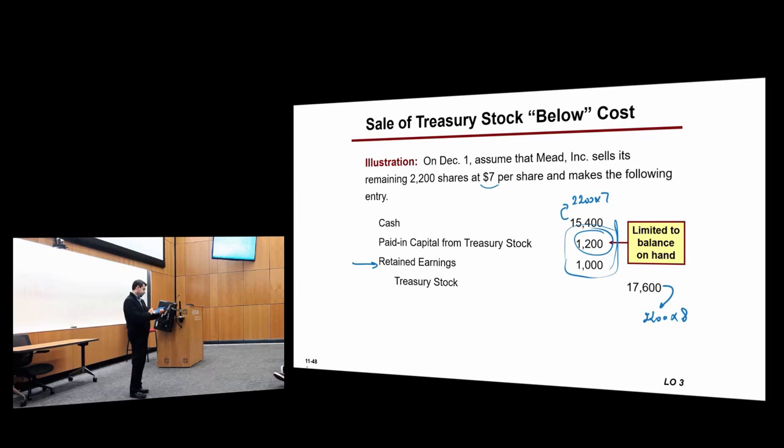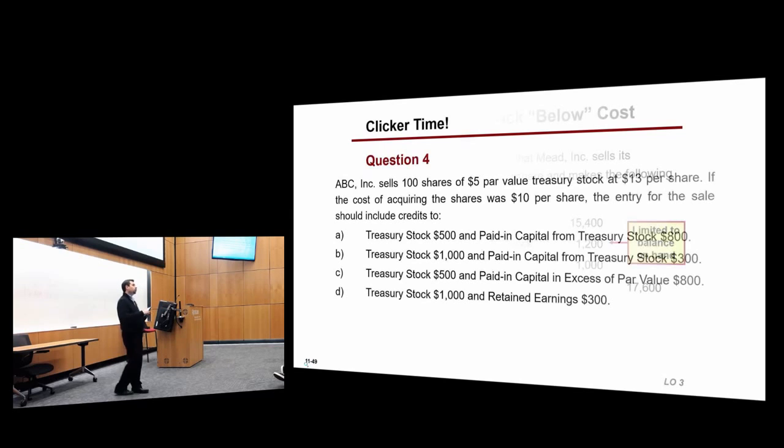But you cannot have a negative balance in paid-in capital. Instead, what do you do? When you need additional money to cover the difference between the cost and the sales price of treasury stock, you use retained earnings.